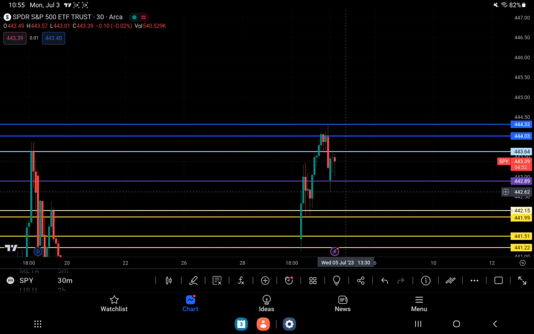So that's why you just gotta wait for confirmation, and you have to wait for the 30-minute candlesticks to play out if you're on the 30-minute candlesticks. Same thing if you're on the 1 minute, 5 minutes, 15, 4 hours. Just shows you that yes, you do need to wait for confirmation.